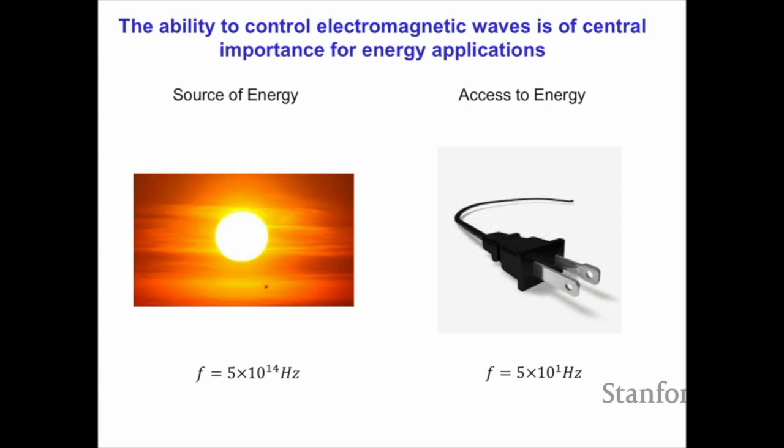On the other hand, in spite of their differences, the fundamental equation governing sunlight is not any different from the fundamental equation governing the electricity that goes around in your transmission line. They are all Maxwell equations. So consequently, the ability to think about how you will control electromagnetic waves can have a broad range of applications, both from the source of the energy to the utilization of the energy.